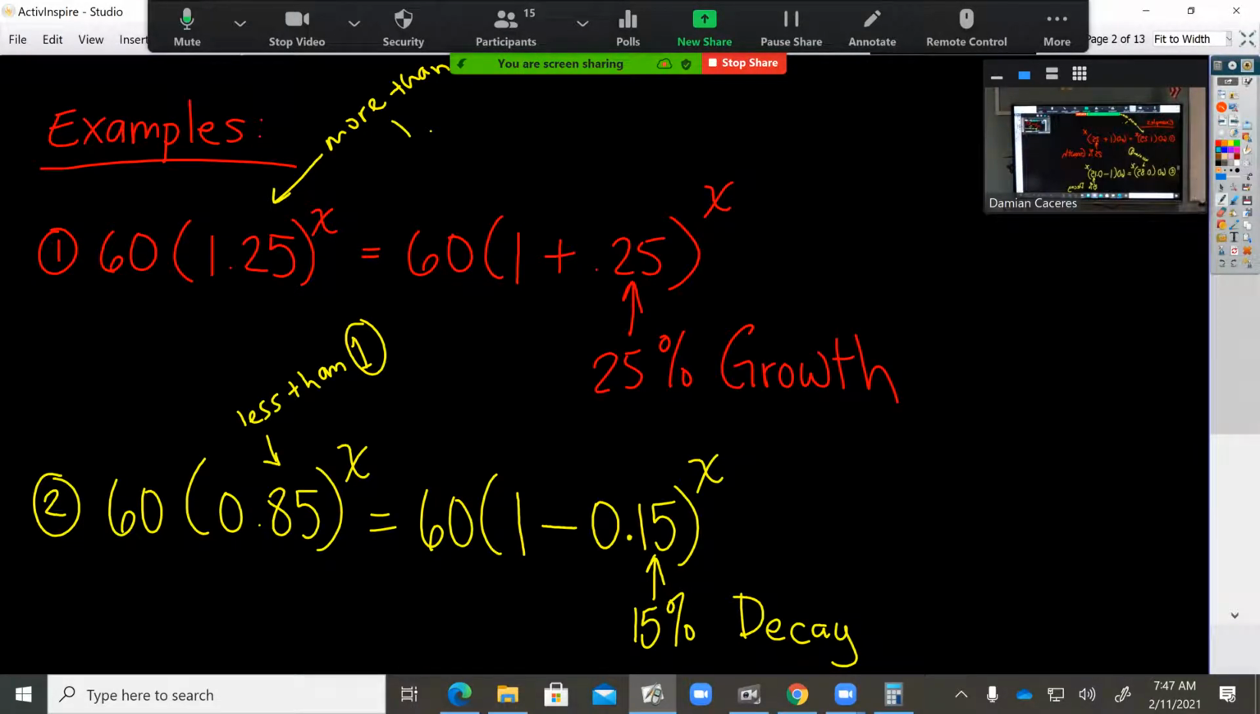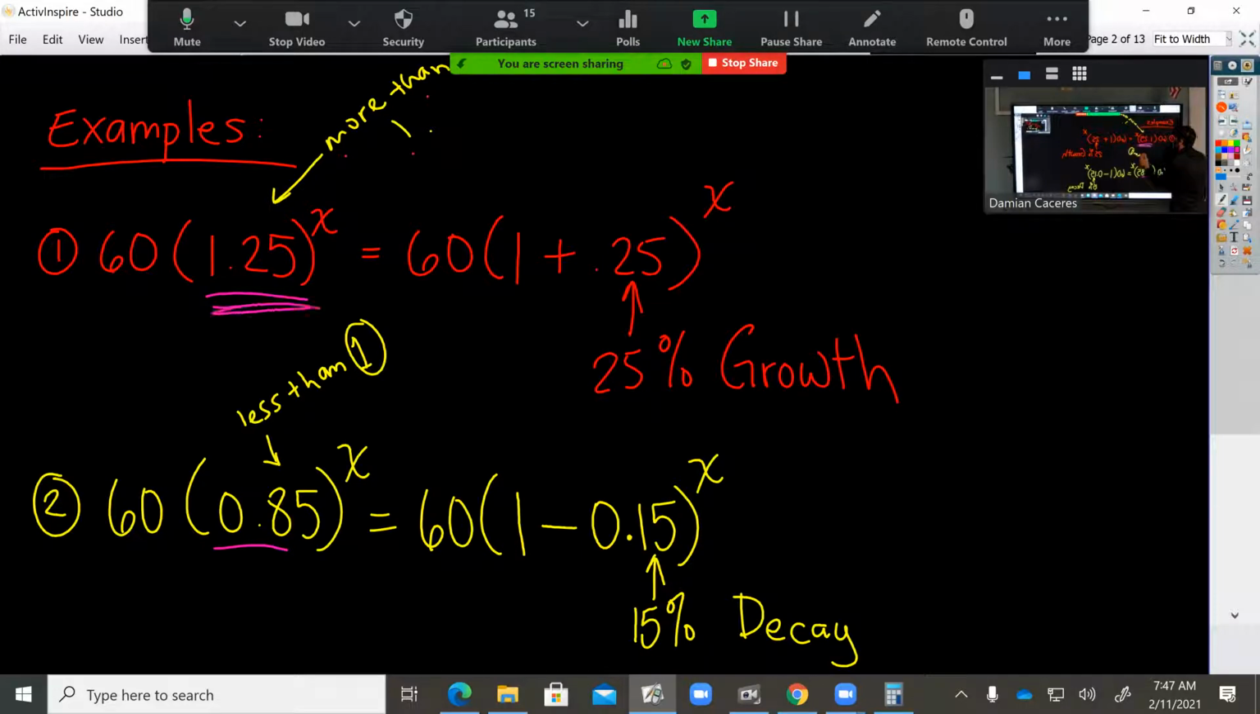All right, here are two examples. The first example in red is an example of a growth. How do I know it's a growth? Because in here, it's more than 1. The growth factor is bigger than 1. If you multiply something by a factor bigger than 1, it gets bigger. As opposed to the yellow down here, 0.85 is smaller than 1. If I multiply any number times 0.85, that number is going to get smaller.